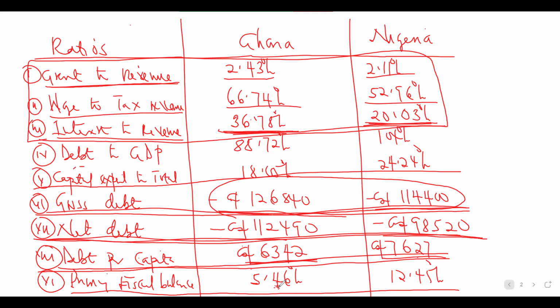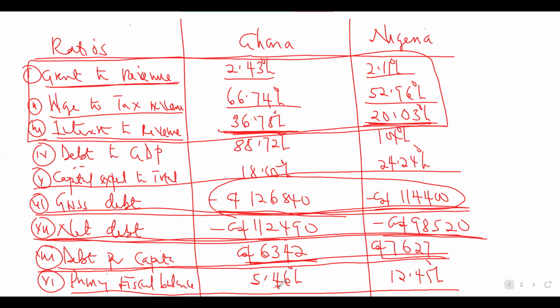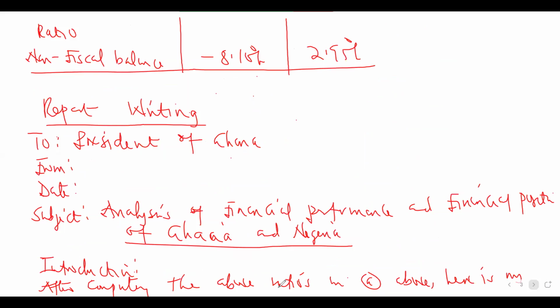Then you just compare those two. Conclusion. In all, which country is doing better than the other one? From the computation above, it can be concluded that Nigeria is doing well. Nigeria is more efficient than Ghana. Okay, Nigeria is doing better. You always have to conclude. The conclusion: from all indications, Nigeria seems to be doing better in all aspects than Ghana. Okay, that is all.